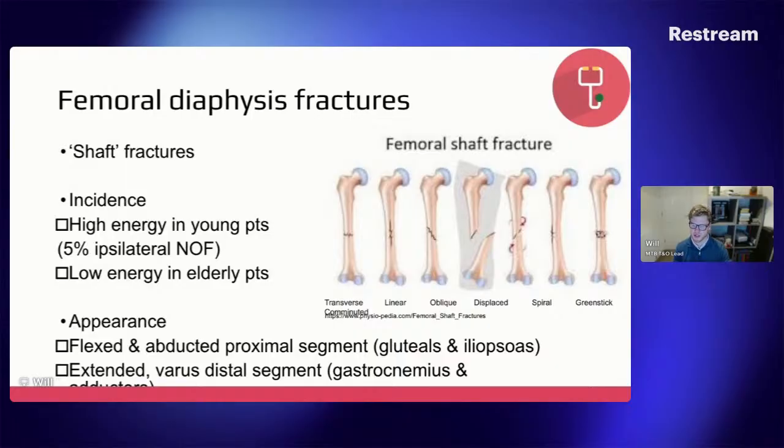Conversely, in more elderly patients, this is a much more low energy pathology. In a more low energy situation, it's less likely the patient will have a concomitant hip fracture.